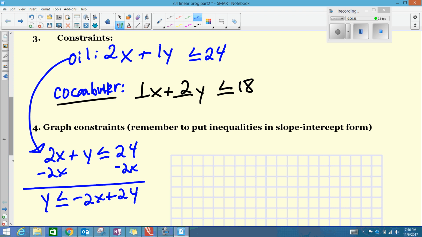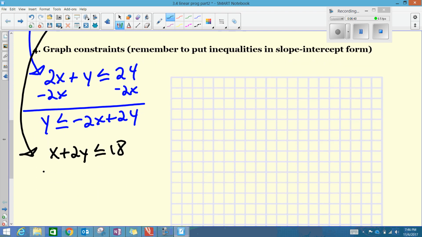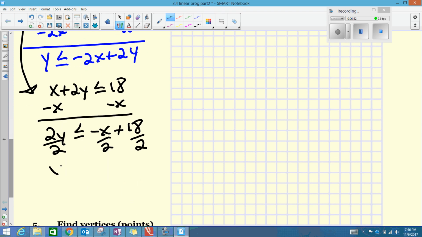And then I'm going to go ahead and bring down the second one also and put it in mx plus b. So x plus 2y less than or equal to 18. So we subtract x, 2y less than or equal to negative x plus 18, divide by 2. y is less than or equal to negative 1/2 x plus 9. Okay, so these are the two we need to graph.